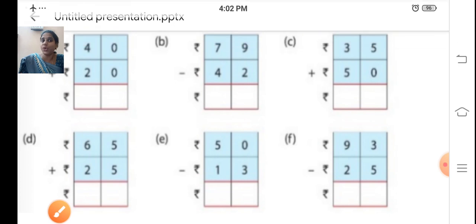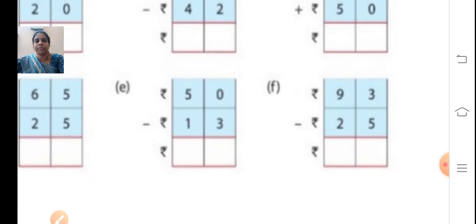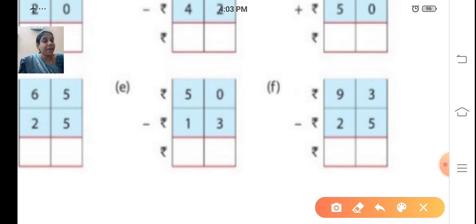So see, this sum you will do as homework: 35 rupees plus 50 rupees. Normal addition, you're going to add 35 plus 50. And D sum also you do as homework. Now E sum: 50 rupees minus. Just see the symbol, minus.